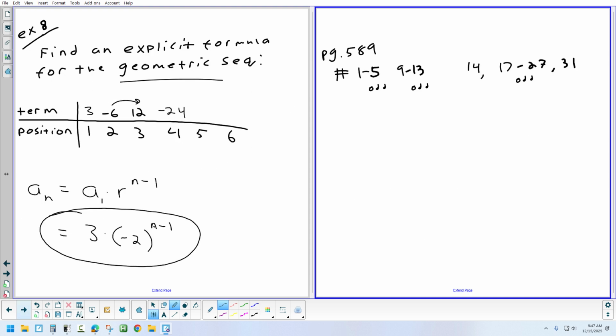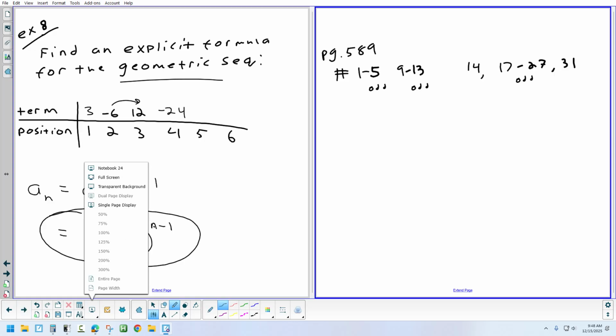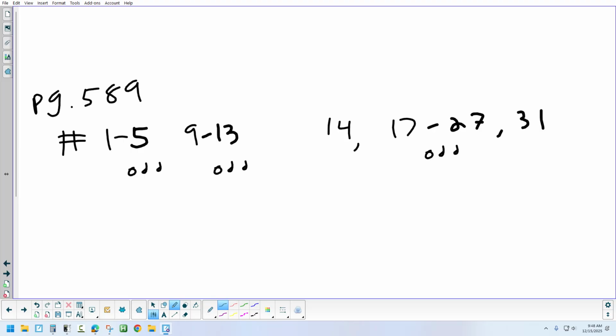Okay. So that's for tonight on the 589. It's all odd except the 14. That's the only even one. But 1 through 5 is odd, 9 to 13 is odd, and 17 to 27 is odd. Okay, that also finishes 11.1, so that's the first section for this week. Tomorrow we'll do part 1 of 11.2, and on Wednesday we'll do part 2, and the plan is to do the test on Thursday.